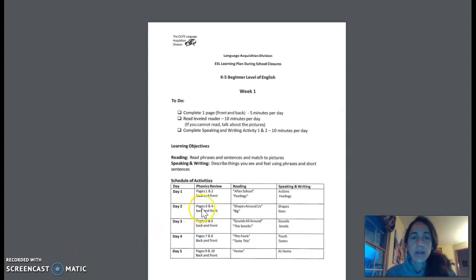Today we're going to be doing our phonics to start and read 2 books called Shapes Around Us and Big. Plus we have 2 activities where you can write or talk.